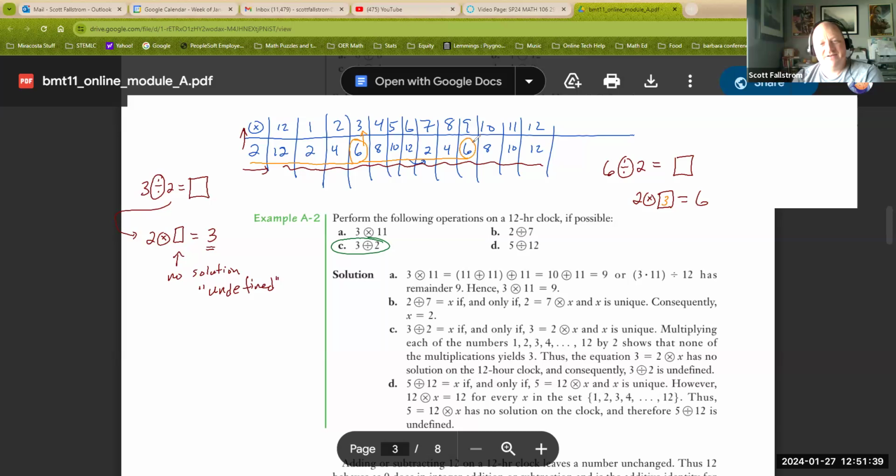Because there's another 6 as an output. So what's interesting now is we could actually say 2 times 9 also gives me 6. So the question is, what answer do you put in this box? Do you put a 3 or do you put a 9?